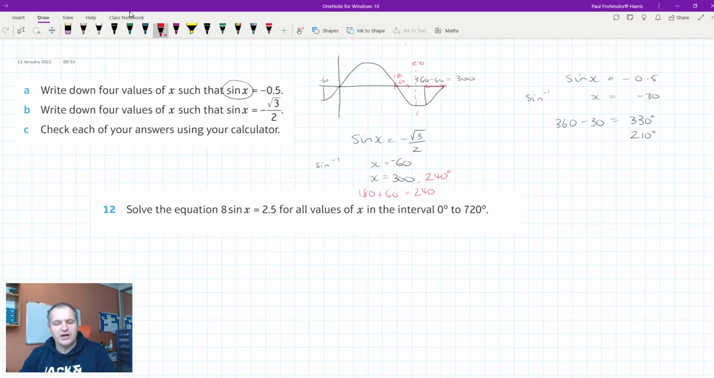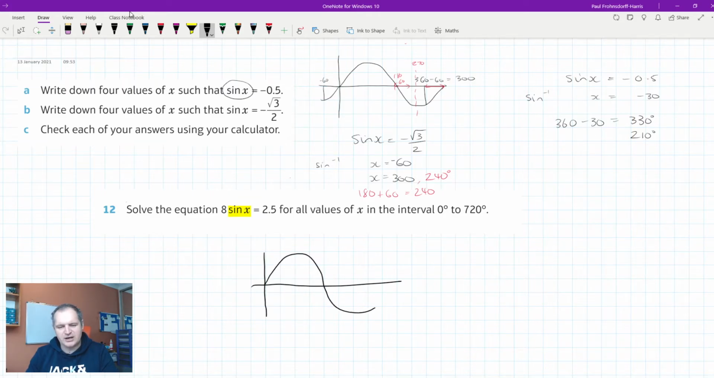We've also got another equation below. It's a sin. So the first thing we're going to do when we see a sin is sketch the curve. I can't emphasize this enough. Knowing how to sketch the curve is worth its weight in gold. Sketch the curve. But this time we've got 8 sin x is 2.5 from 0 to 270. So we're going to carry on. 0 to 270. But we want to do 8 sin x.